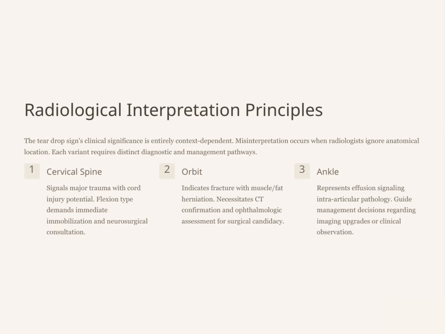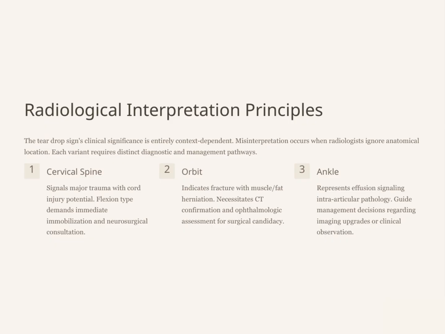For example, in the cervical spine, seeing this sign can indicate major trauma with potential spinal cord injury. If we notice a flexion-type teardrop sign in this region, it demands immediate immobilization and urgent consultation with a neurosurgeon.